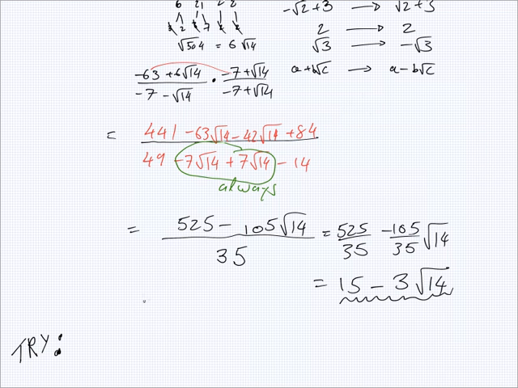Okay, let's try another one. I'll let you try it first. Let's say minus 99 plus root 50 over 13 minus root 162. Simplify that for me, please, and then I'll show you the answer.